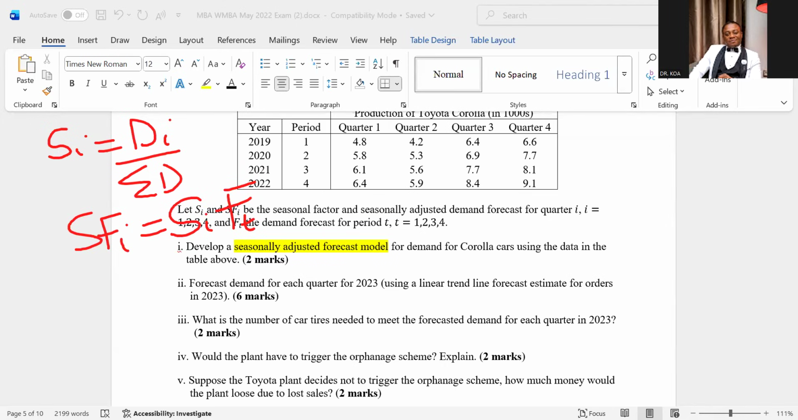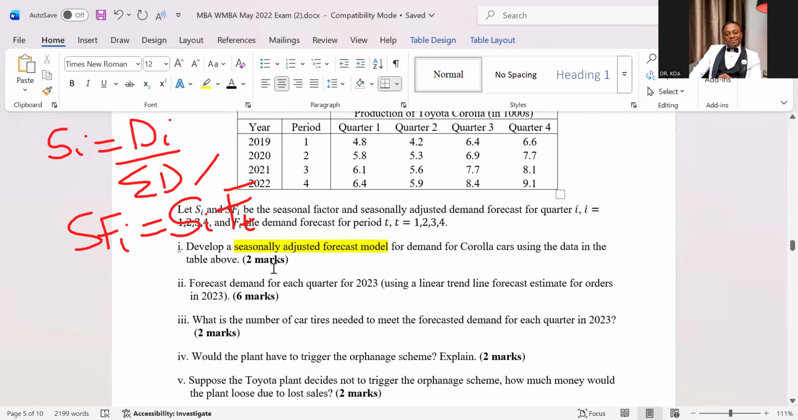But how do you get a model? The model will require that you have the value here for the SI, but you don't have the value for the other one. So you have the value for the SI, but you don't have the value for the FT. So it becomes what? A model. It becomes a model.